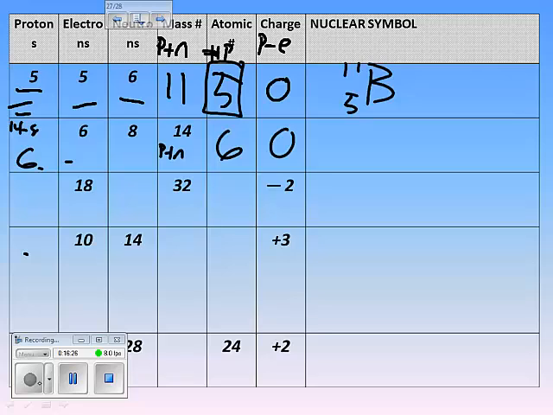So what's our nuclear symbol? Our atomic number is 6. It's going to be carbon. Carbon, atomic number 6 at the bottom, and the mass number at the top. This is carbon 14. Remember, that's an isotope of the normal carbon.